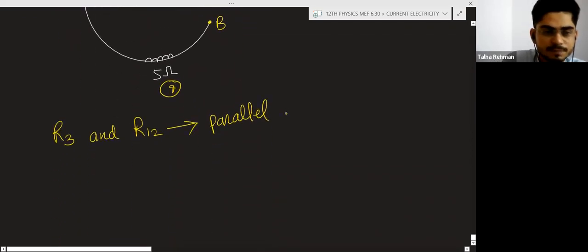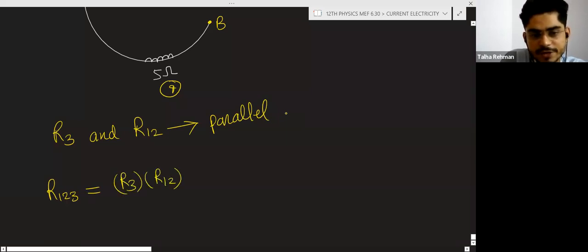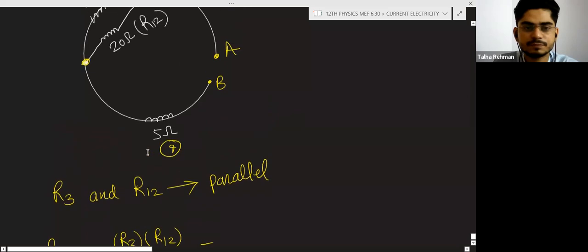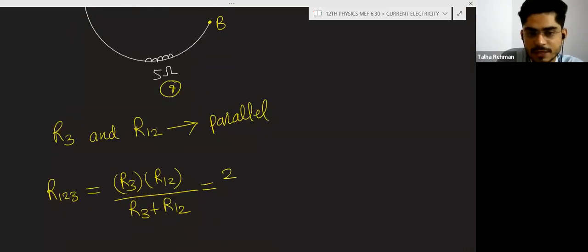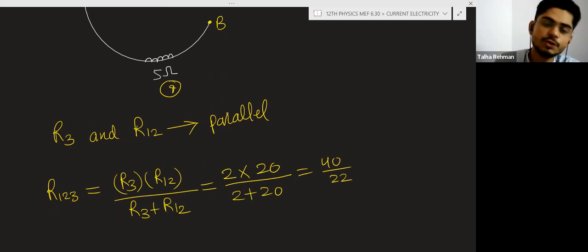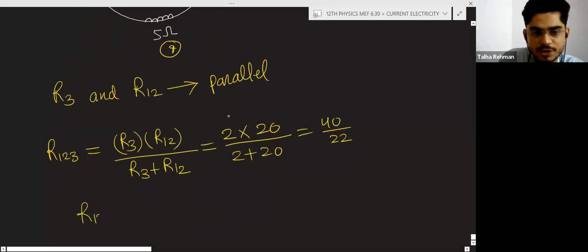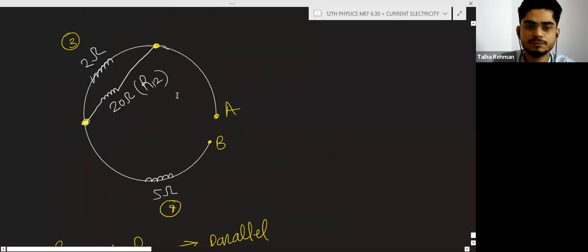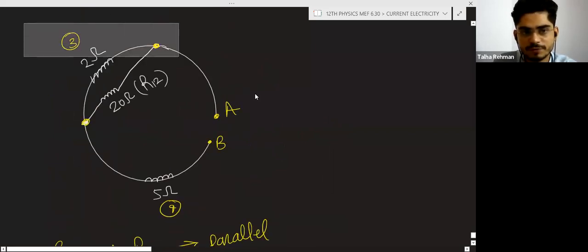And if you want to find the resultant R123 of the parallel combination, then you write R3 multiplied by R12 divided by R3 plus R12. R3 is 2, R12 is 20. So 2 times 20 divided by 2 plus 20. This will become 40 divided by 22. You can further solve it. R123 you can write as 20 divided by 11. So now you find the equivalent of these two. Now modify this circuit again.